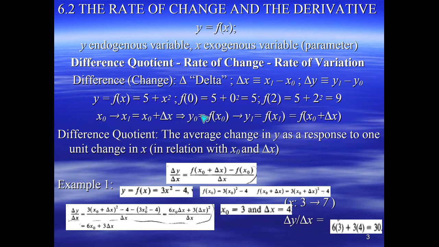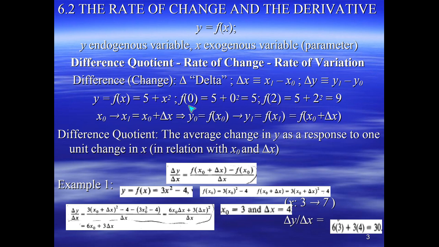And y0 is f of x0, the initial position of y, which is the function f of the initial position x0. And y1 is the final position of y, which is the function of x1, which is the final position of x. You see, just replacing the final position x1 in the function f, we obtain the final position of y, which is y1. And this is equal to, of course, f of x0 plus delta x. Why? Because x1 is equal to x0 plus delta x. So here we have the elements.